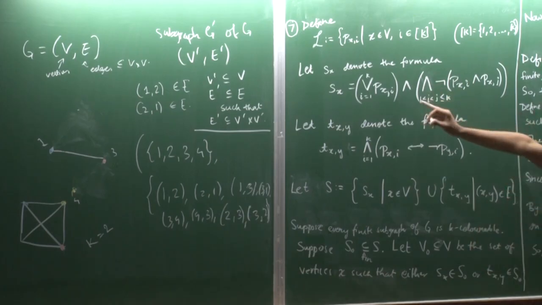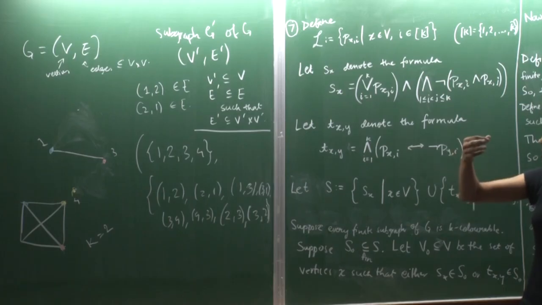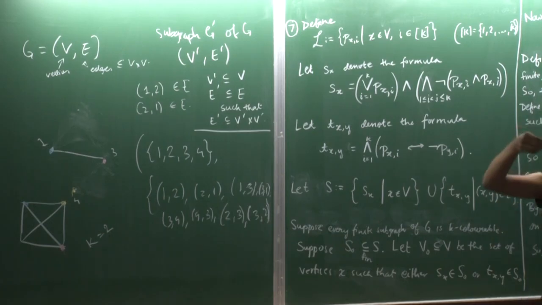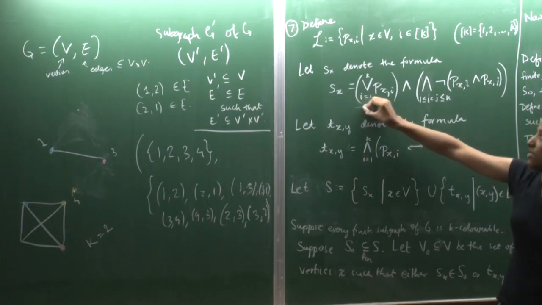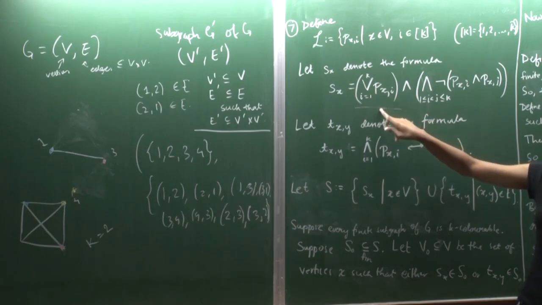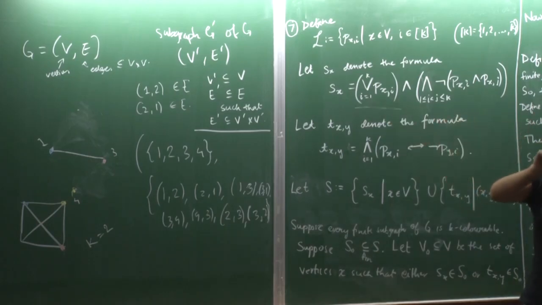And then you define a formula for each vertex. You define S_x, which says what? You want S_x to denote the fact that the vertex x receives exactly one color, right? So for k-colorability, that is one condition, that each vertex receives exactly one color because it's a function. It's given to be a function. Therefore, each element of the domain needs to receive exactly one element of the range. So this is what that formula denotes. What it says is that it's the join of all the P_x,i, where i iterates over the colors while x is fixed. So if you want the formula to be satisfied, you would want at least one P_x,i to be true, which means that your vertex x receives at least one color. Right? Is anybody lost? Okay.